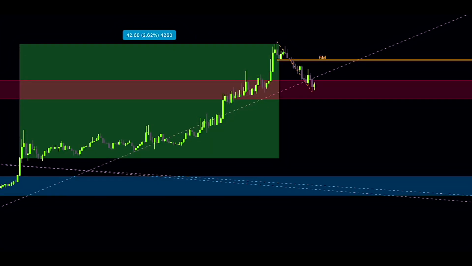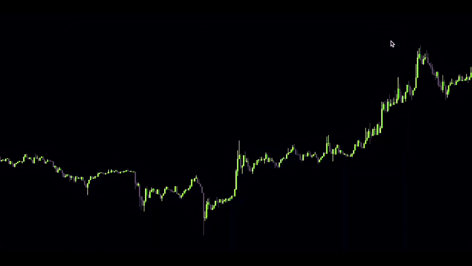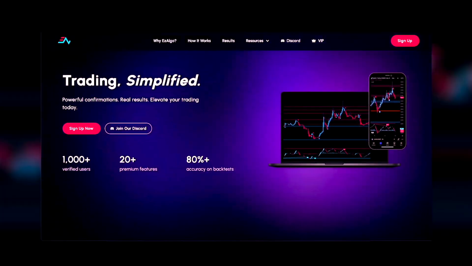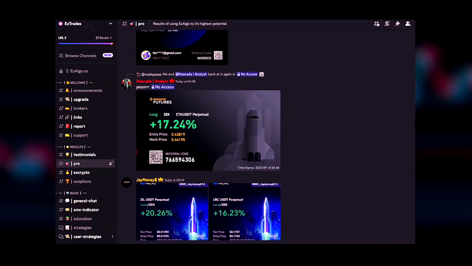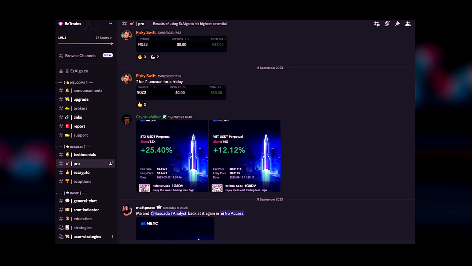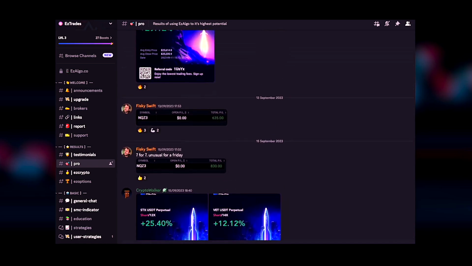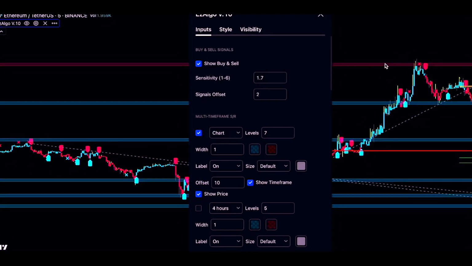Now let me quickly show you how to install the indicator. This invite-only TradingView script is called EasyAlgo V10. Many of you already know EasyAlgo. They provide some of the most advanced technical indicators, plus access to a VIP Discord community where hundreds of traders share strategies and get daily support. There's a link down in the description to sign up though. Once you've activated your plan, the indicator will show up under the Invite Only tab. Just click on EasyAlgo V10 and open the settings. In the input section, adjust it exactly as I'm showing.